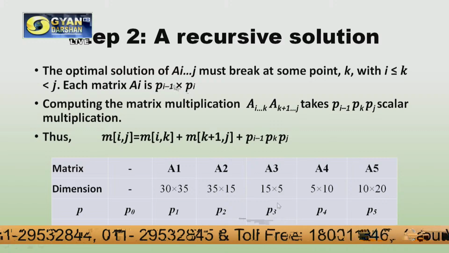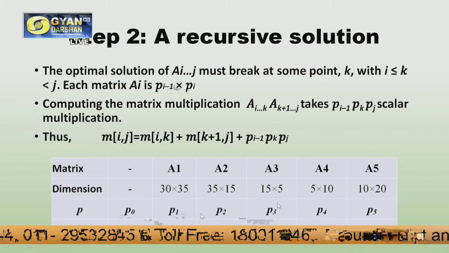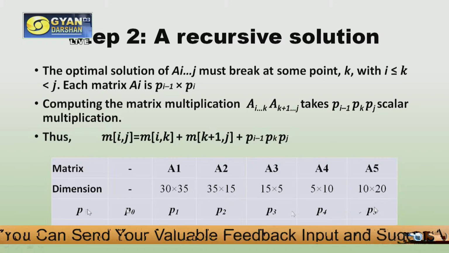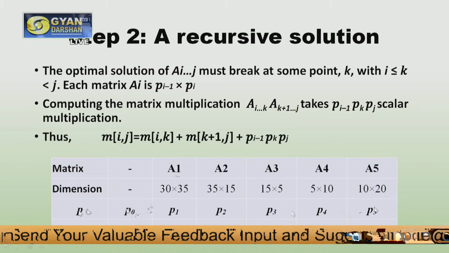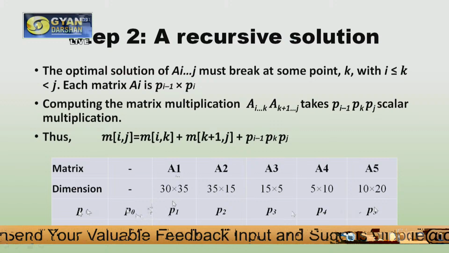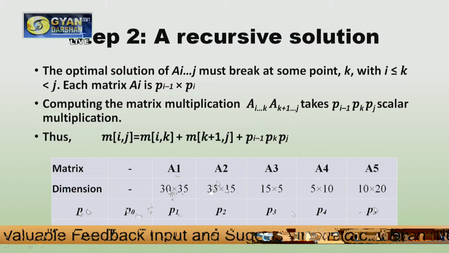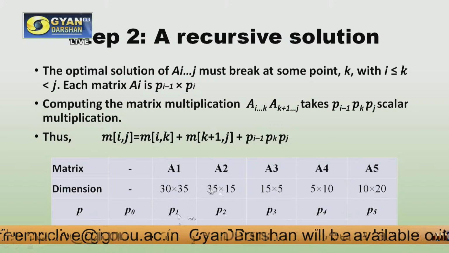So you can see that this particular P is what we are passing for matrix chain multiplication, and we will be using P. We are starting with P0 because A1 has a dimension P0 into P1. All right. Similarly, A2 has a dimension P1 into P2. So you can see 35 into 15 and so on.